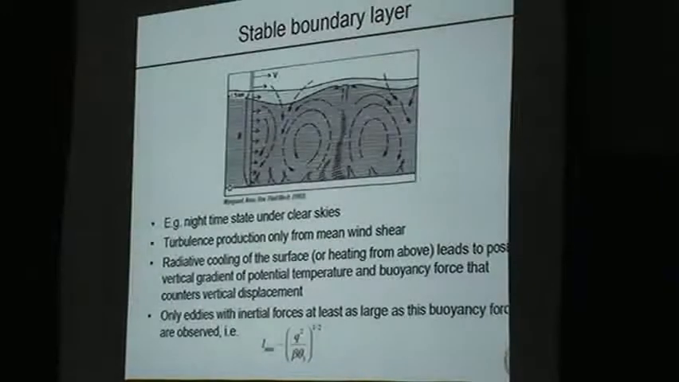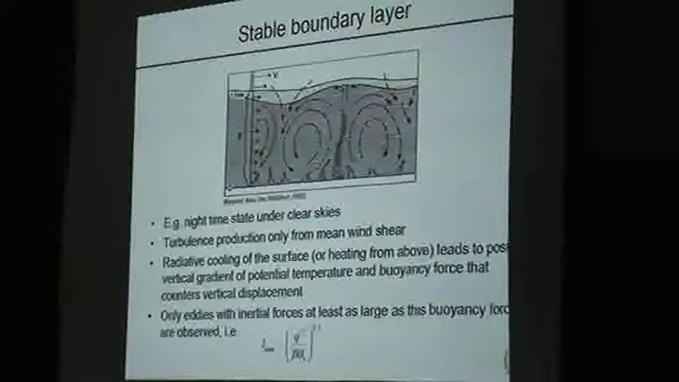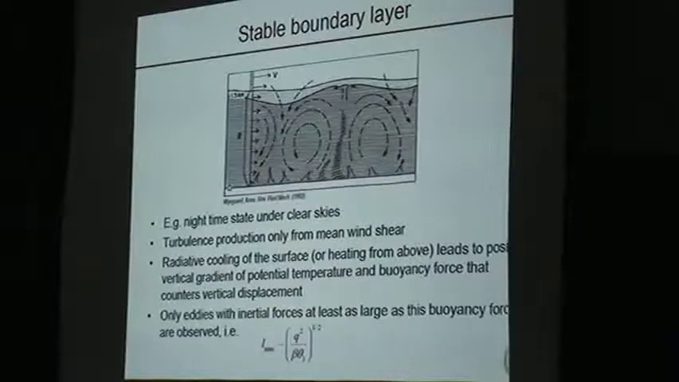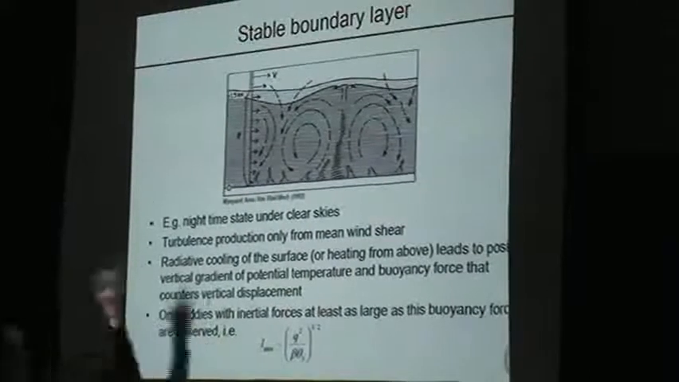Okay, so the stable boundary there. For example, during nighttime, under clear skies. So again, remember that upper boundary condition can affect what's going on. The turbulence production is only from the mean wind shear. The surface is warmer than the atmosphere, so there's radiative cooling of the surface, and this should say entrainment of less dense air from above.